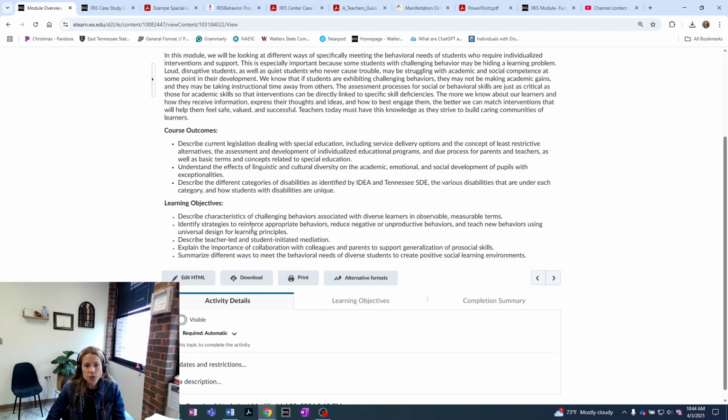You're going to describe teacher-led and student-initiated mediation and explain the importance of collaboration with colleagues and parents to support these pro-social skills you're looking for. And then lastly, summarize different ways to meet the behavioral needs of diverse students to create positive social learning environments. So all of these module objectives are going to help us meet these course objectives here that we have listed.